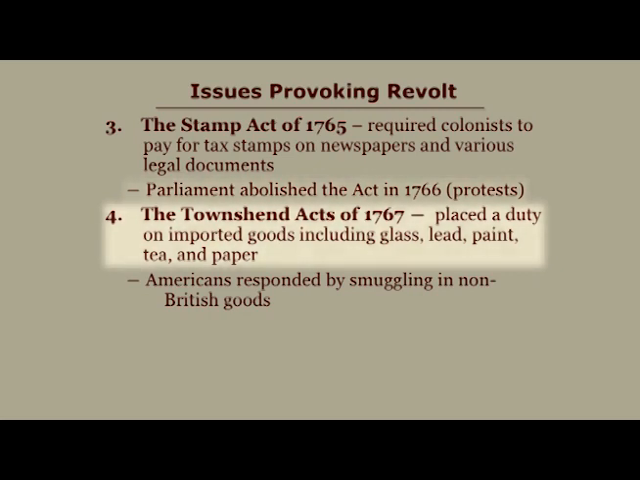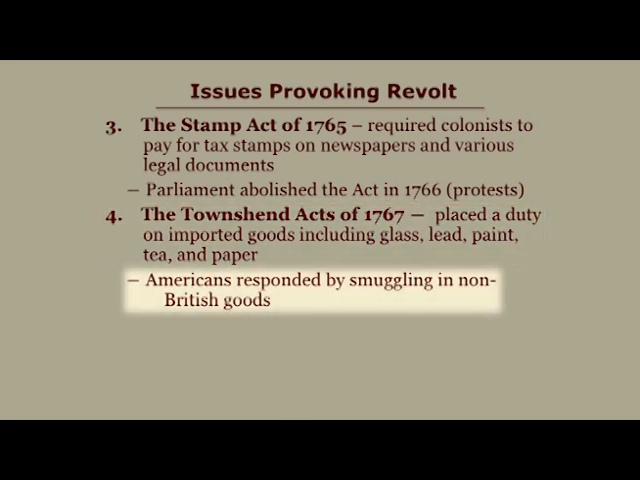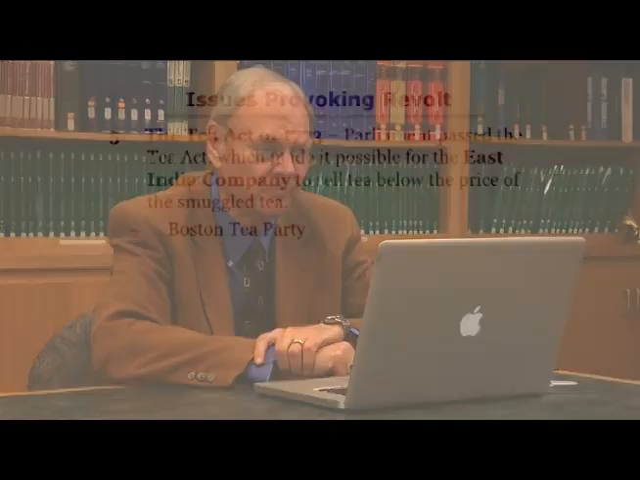Then we had the Townshend Act. They placed a duty on imported goods, including glass and lead, paint, tea, and paper. The Americans responded by smuggling in those things, and there was a lively smuggling business going on in America. It made the British angry because, remember, the British were merchants and they wanted to make a profit, and when smuggling occurred, they could not make the profit. So not only did the smuggling deny them the normal profits, but it also denied them the taxes.